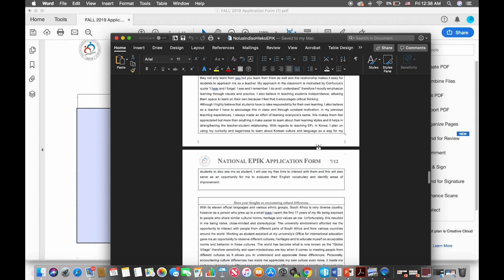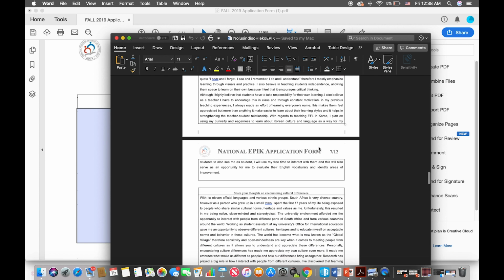And I wrote general stuff about my teaching experiences. I was also a lecturer assistant in my university. And I tied it up with why Korea, with regards to teaching in Korea. I plan on using my curiosity and eagerness to learn about the Korean culture and the language as a way for my students to also see me as a student.